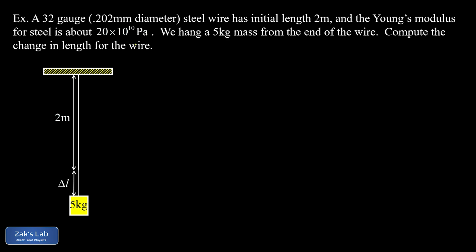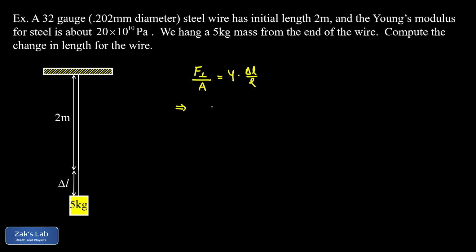So we're going to hang a 5 kilogram mass from the end of this wire, and we want to compute the change in length. First we go back to our basic Hooke's law kind of idea. Stress causes strain. And the way we're going to measure stress is the force applied at each end of this wire divided by the cross-sectional area. Young's modulus is the constant of proportionality, and the strain is a fractional change in L. And our goal here is going to be to solve for delta L.